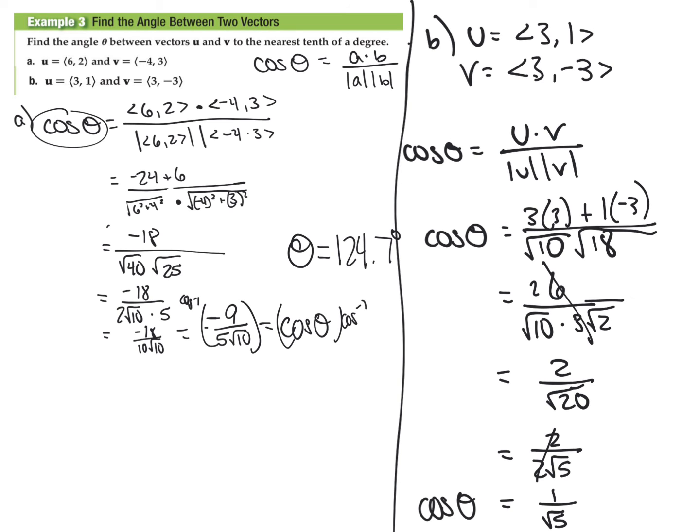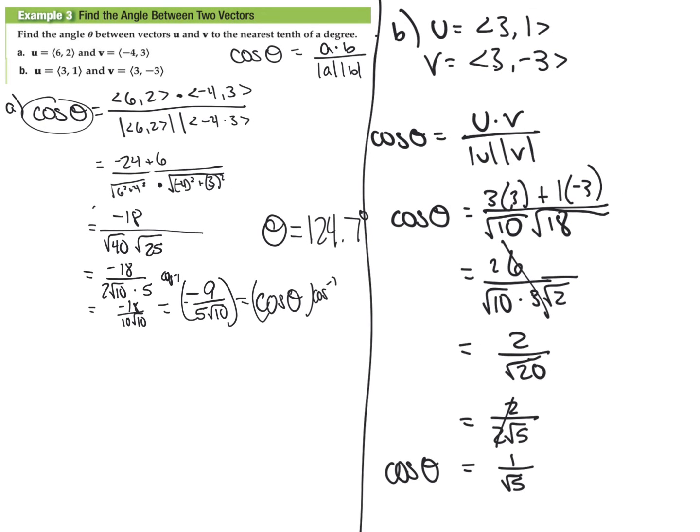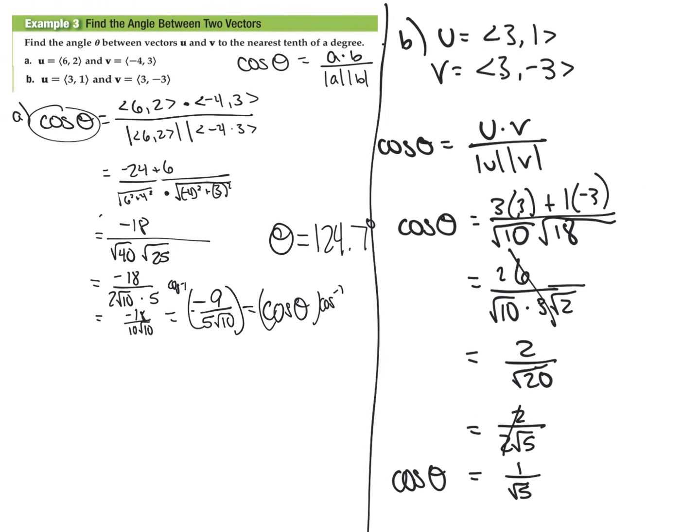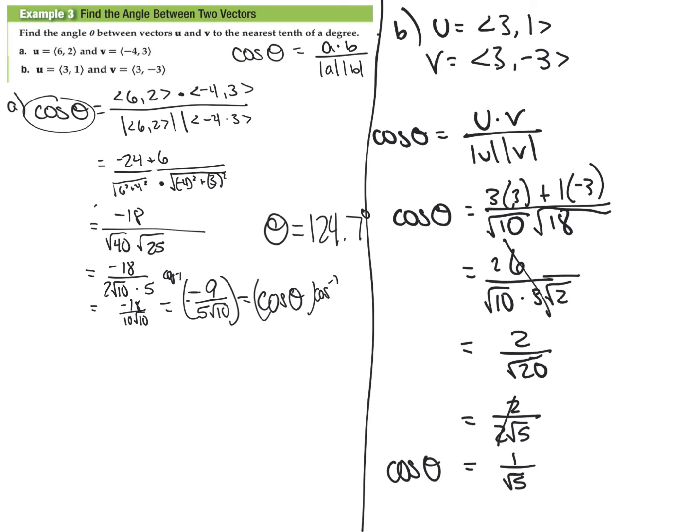Then you have to go ahead and take the inverse cosine, and you get theta to equal approximately 63.4 degrees. And that is the angle between vector u and vector v. And that's it for this video.